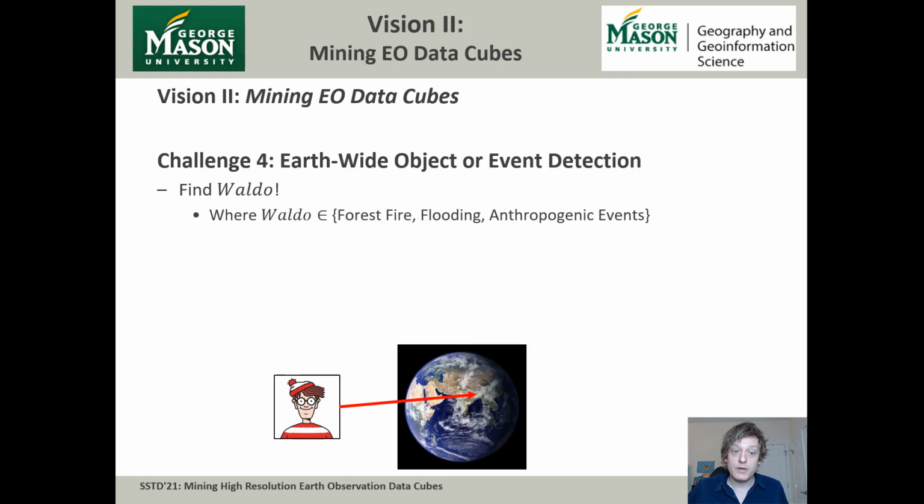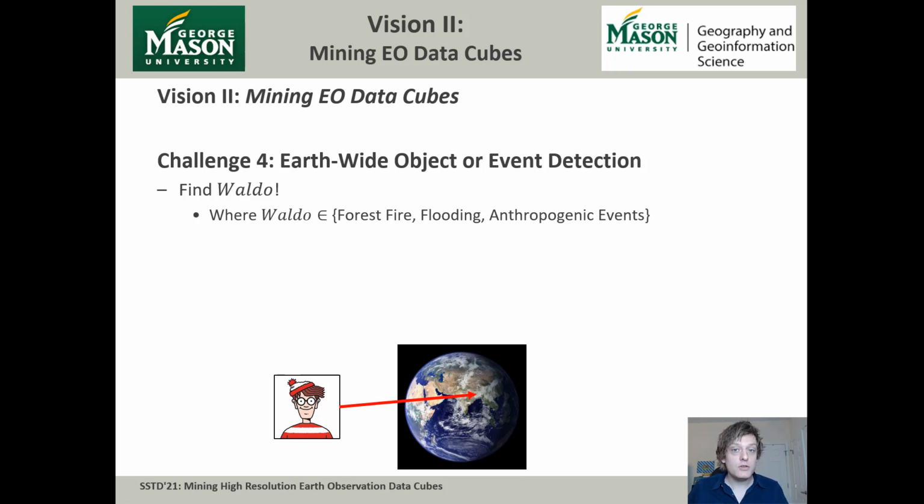Now, let me talk about the second vision, which is more related to the little game that we played in the beginning of this talk, Earth-wide object or event detection. In a nutshell, the problem of finding Waldo in our Earth observation data cubes, which span the whole planet and may span years of data. And when I say Waldo, you can see Waldo as a variable, which may be things like forest fire, flooding, and anthropogenic events, such as unexpected building of a construction site.